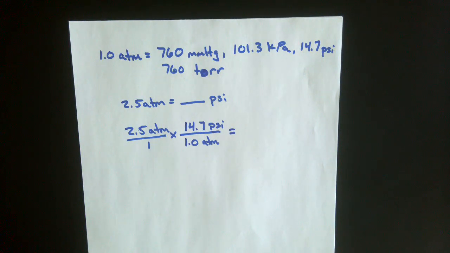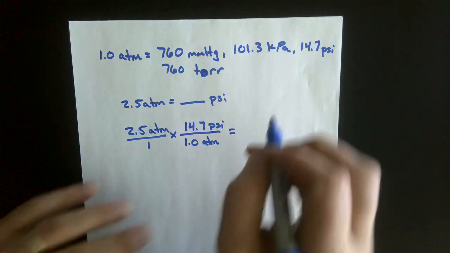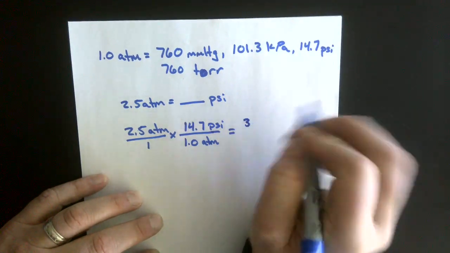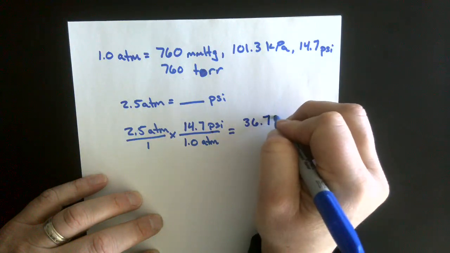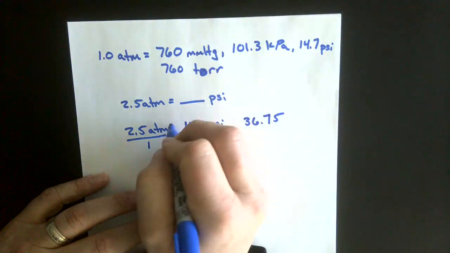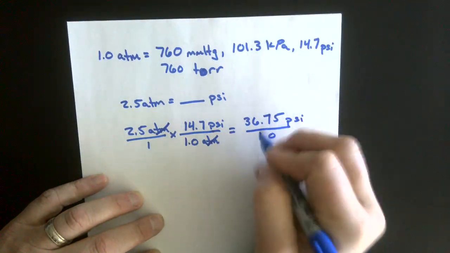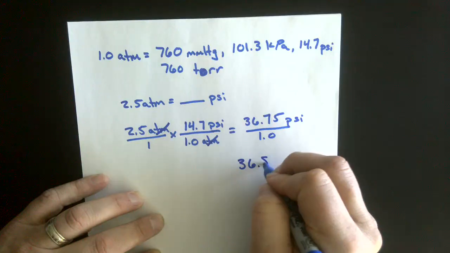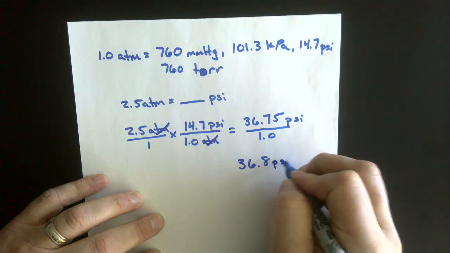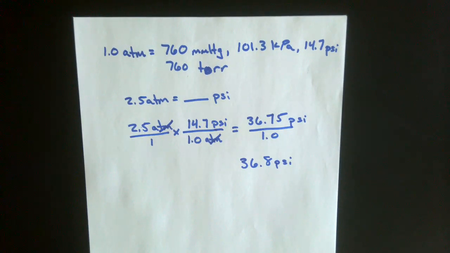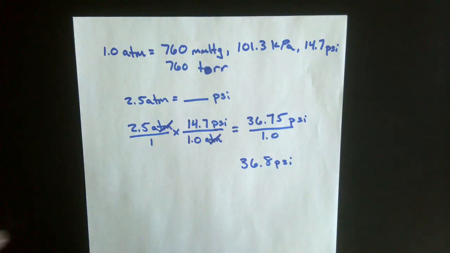From there, we're just going to multiply our fractions here, 2.5 times 14.7. That gives us 36.75. And that is going to be in PSI because we canceled out our atmospheres, and that's over 1. Again, the atmospheres cancel out. So really, we would round that to 36.8 PSI for our solution. Again, it's just making sure that we know how to move from one unit to the next unit, canceling out units and leaving the appropriate unit, PSI, etc.